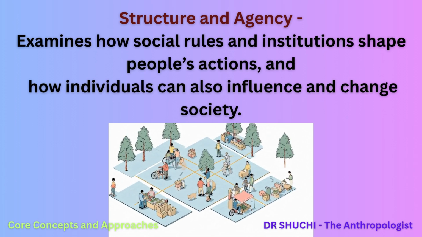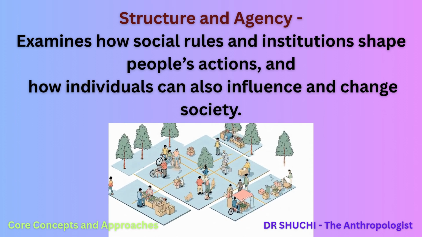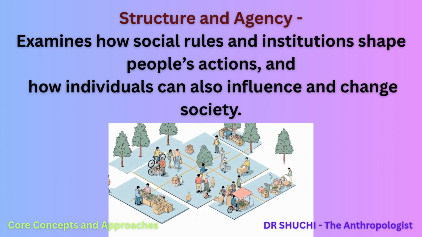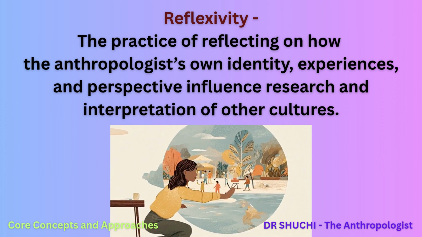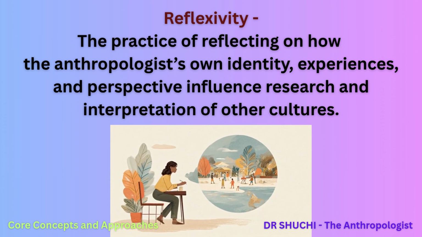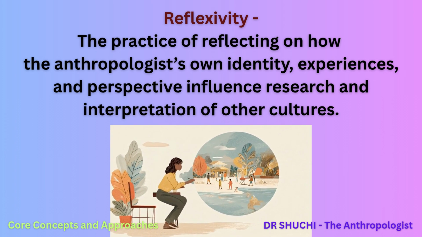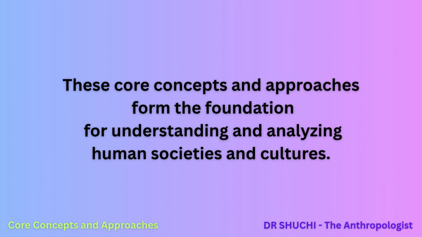Structure and agency examines how social rules and institutions shape people's actions and how individuals can also influence and change society. Reflexivity is the practice of reflecting on how an anthropologist's own identity, experiences, and perspective influence research and interpretation of other cultures. These core concepts and approaches form the foundation for understanding and analyzing human societies and cultures.